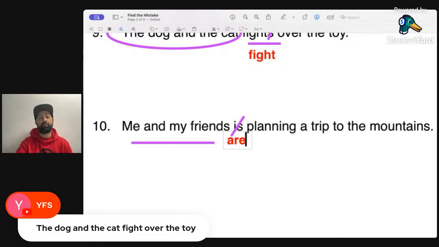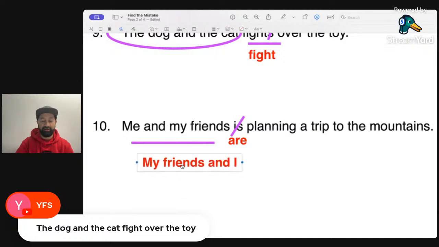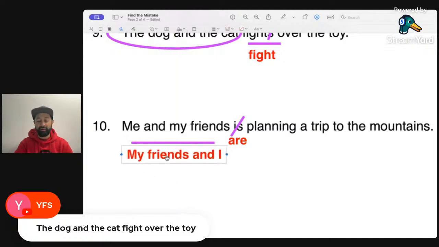And whenever we're speaking using two people and including yourself, we like to put yourself last. That's just a little bit more polite when we speak. So, I would say my friends and I are planning a trip to the mountains.